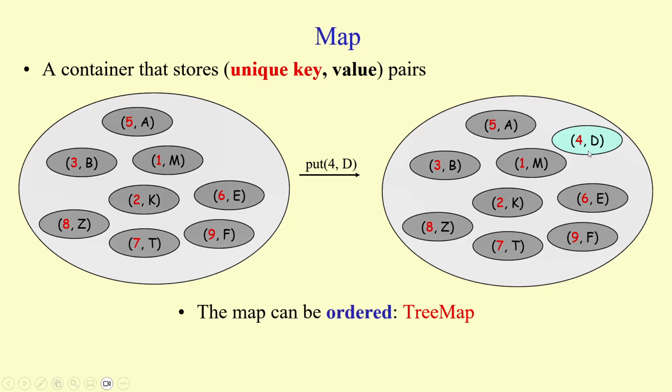The map could be ordered. In that case, we call it the tree map because the underlying data structure is a red-black tree. It could be unordered. In that case, the map is using a hash table as the underlying data structure.